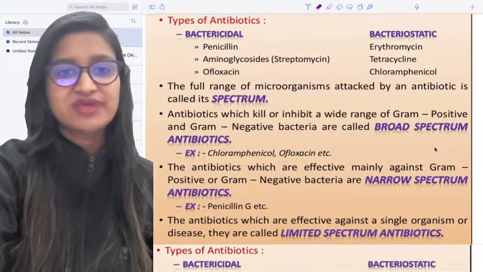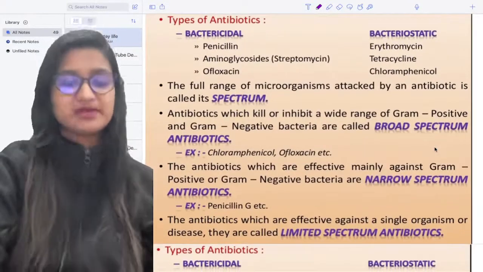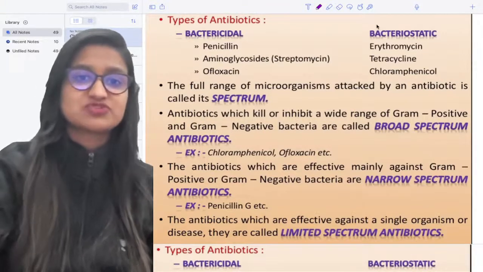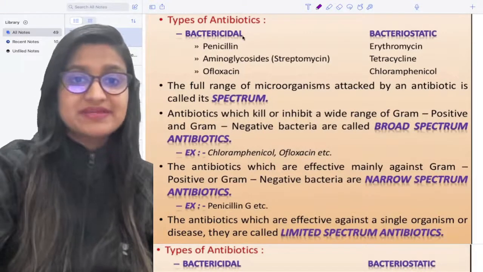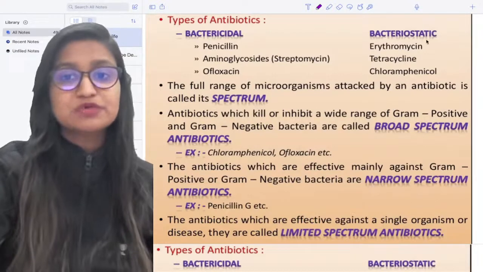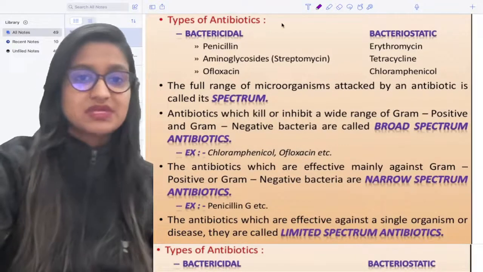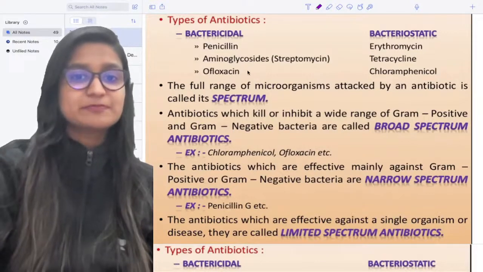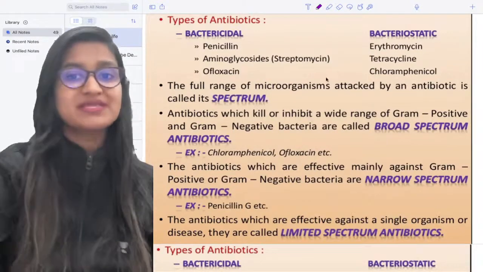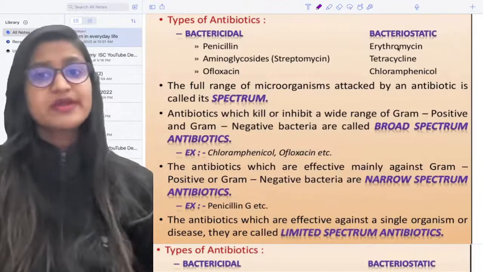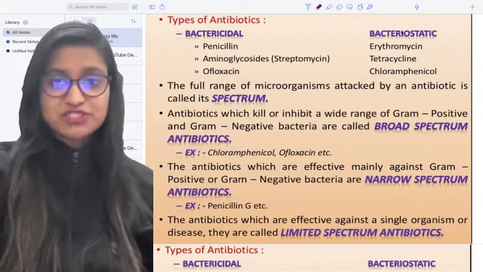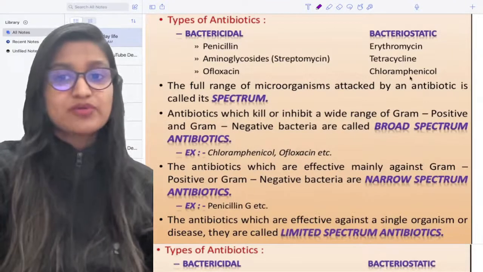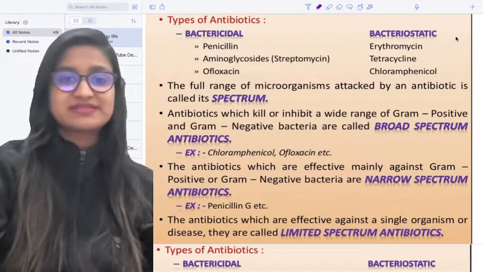So now if we look at the types of antibiotics, these are bactericidal and bacteriostatic. ठीक है? First type में क्या क्या हो सकती हैं? ऑफ्लॉक्सासिन, पेनिसिलिन, स्ट्रेप्टोमाइसिन. और बैक्टीरियोस्टैटिक कौन सी होती हैं बच्चे? एरिथ्रोमाइसिन, टेट्रासाइक्लिन, क्लोरैम्फेनिकॉल. ये हैं examples.